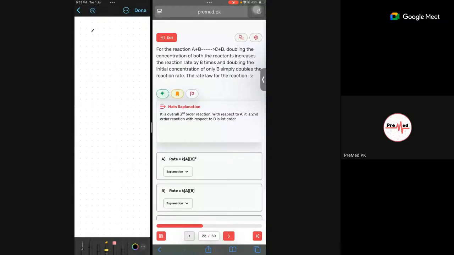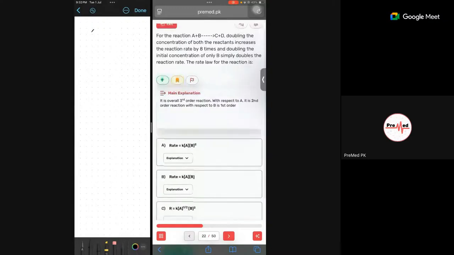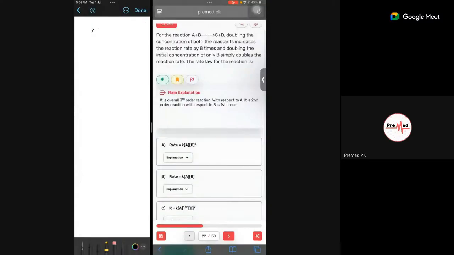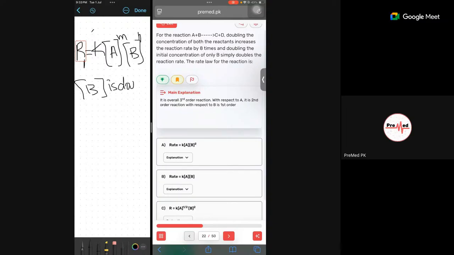First, the reaction rate is increasing by 8 times. And then if we only talk about B, which we are doubling, then the reaction rate is doubling. The initial concentration of B actually doubles the reaction rate. Let's solve it. Well, if we say that rate 1 is K A to the power M and B to the power N. Now, we say that B is being doubled.